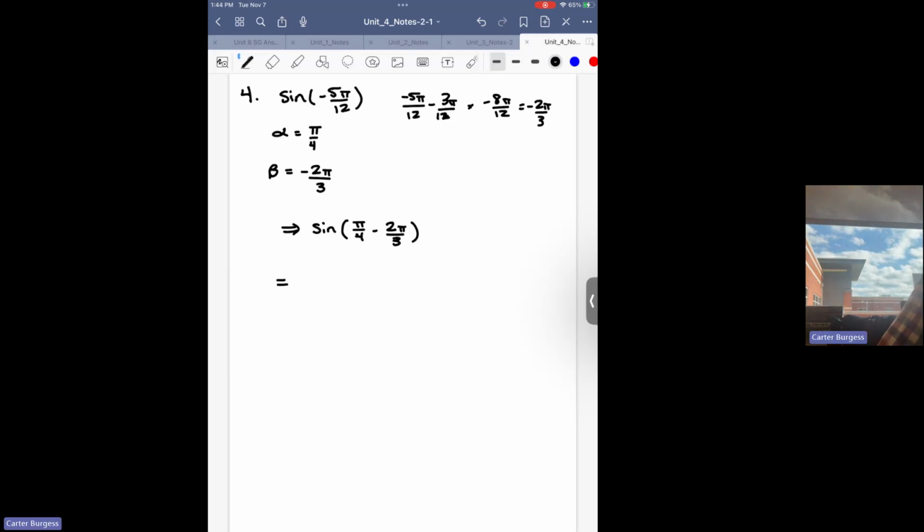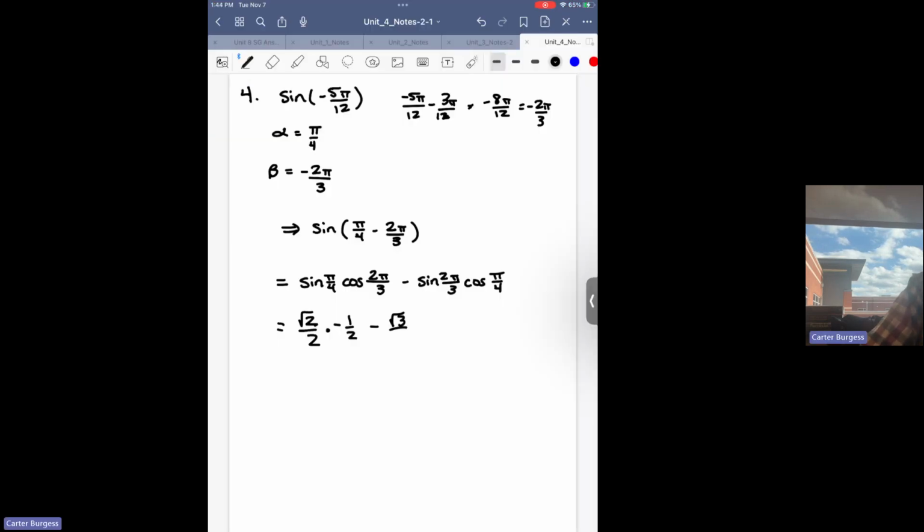So in this case, this is sine of pi over 4 times cosine of 2 pi over 3. I'm using the difference formula here, but you certainly could use the sum. That's totally fine. Minus sine of 2 pi over 3 times cosine of pi over 4, which is going to be root 2 over 2 times negative 1/2 minus root 3 over 2 times root 2 over 2. I get actually the exact same thing that we got for number 2, negative root 2 minus root 6 all over 4.